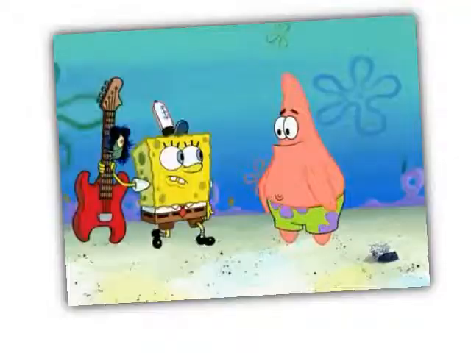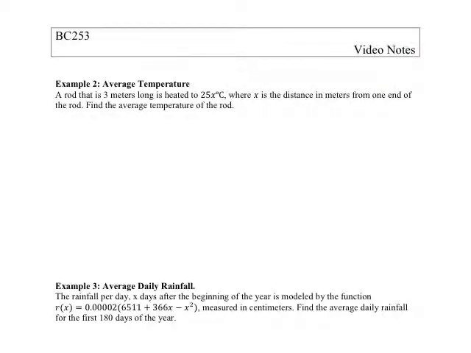All right, so two application problems with this. A rod that is 3 meters long is heated to 25x degrees Celsius, where x is the distance from one end. So we have this rod, and we can say at 0 meters, we are 25 times 0 degrees, so it's 0 degrees here. At 1 meter, we are 25 times 1 degrees. At 2 meters, we are 50 degrees, and at the full 3 meters, we're at 75 degrees.